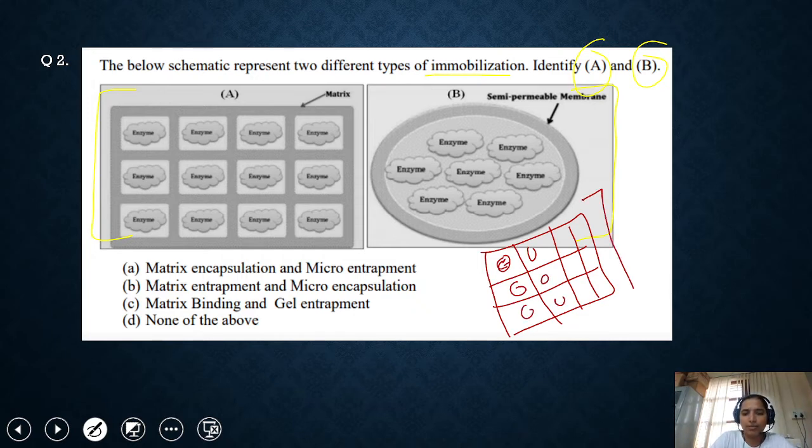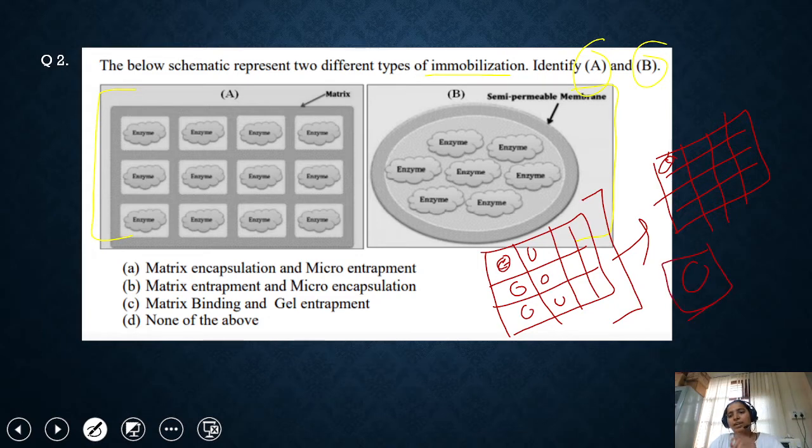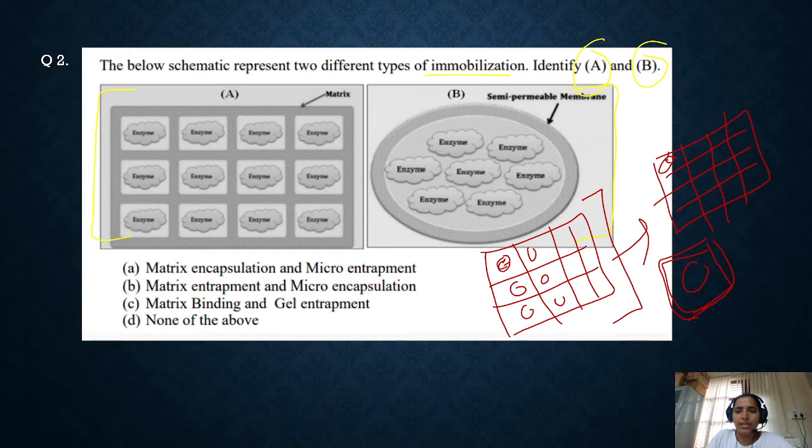So this type of technique or method of immobilization is called matrix entrapment, because this is the matrix having different sizes or maybe similar sizes of patterns in which the enzyme comes and sits, means it gets entrapped in the provided space of this size. So figure A is representing matrix entrapment, and then figure B.